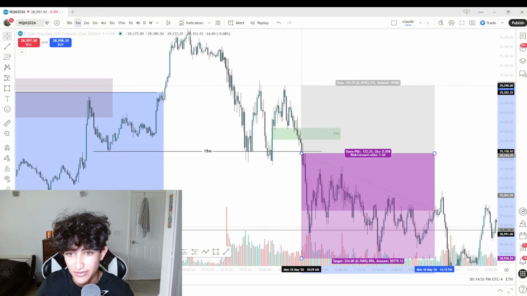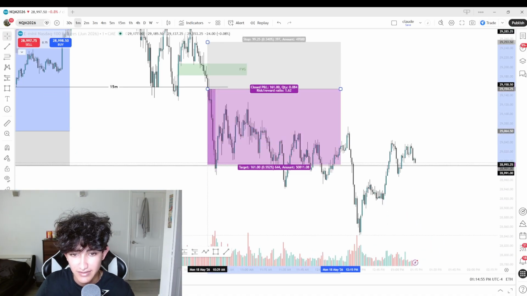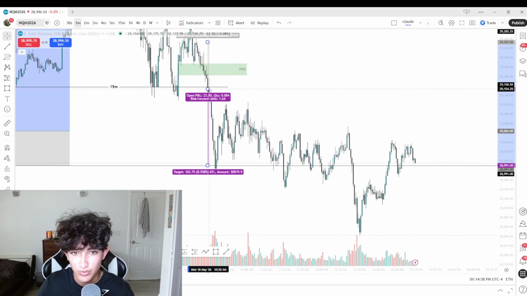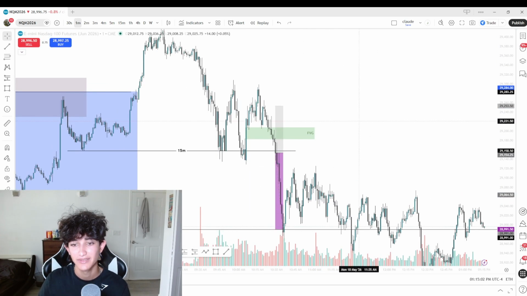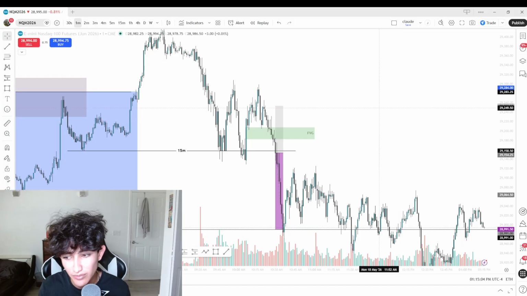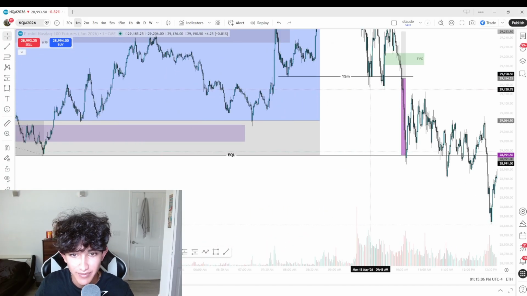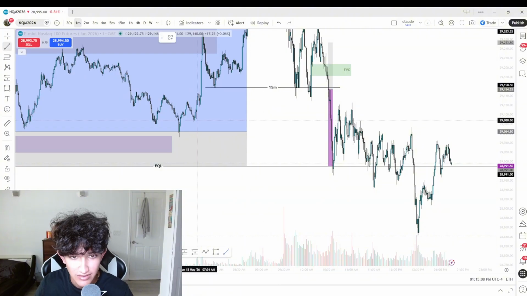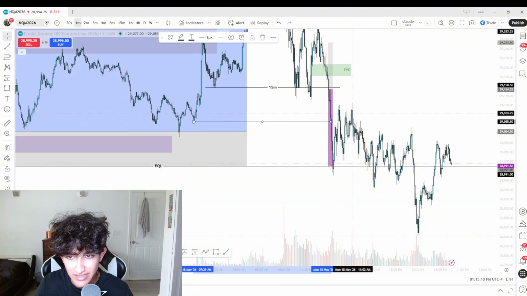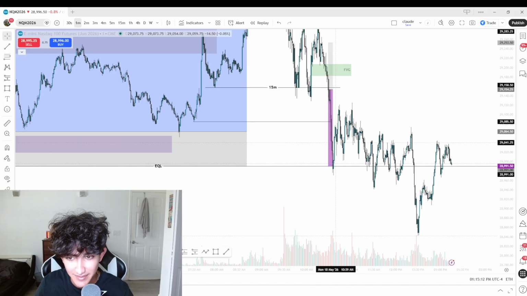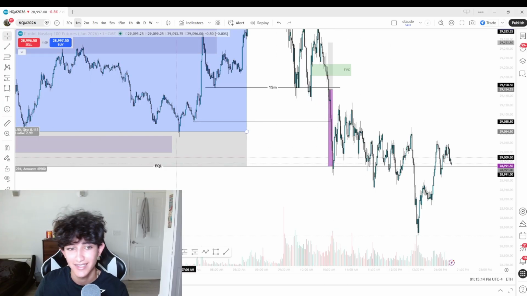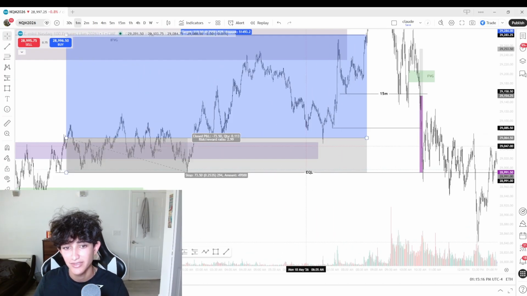I ended up taking this 1 minute inversion from right here, and then down to the equal lows, and we got pretty much straight TP. So it was a pretty fast trade. Boom. There you go, pretty much straight TP. I trailed my stop all the way. I trailed my stop first at this low, then to this gap, and then this gap, and then this gap, and then boom, I got stopped out pretty much right next to my TP.